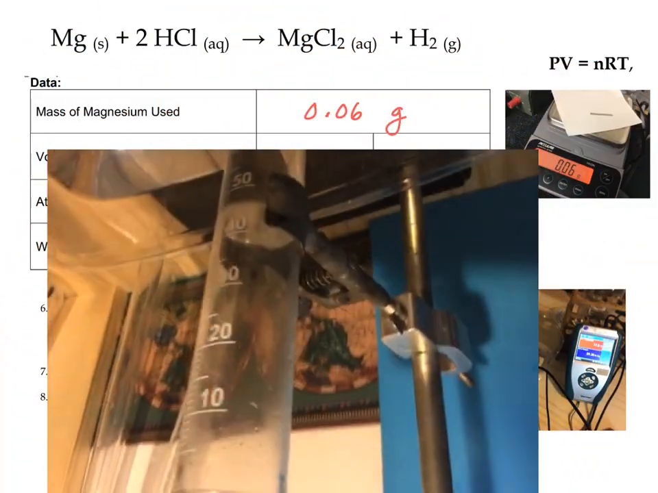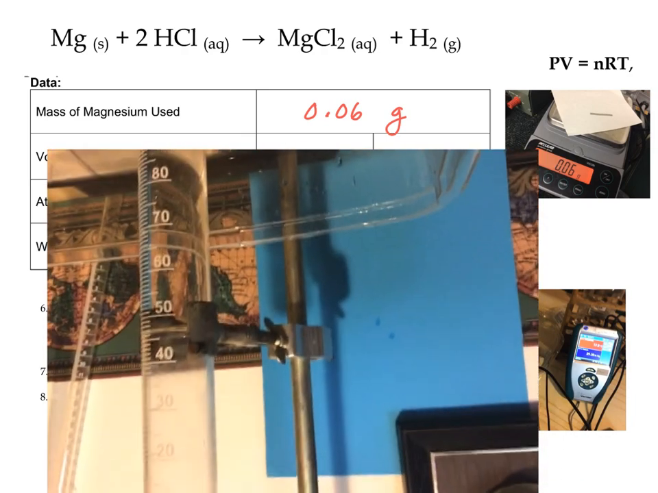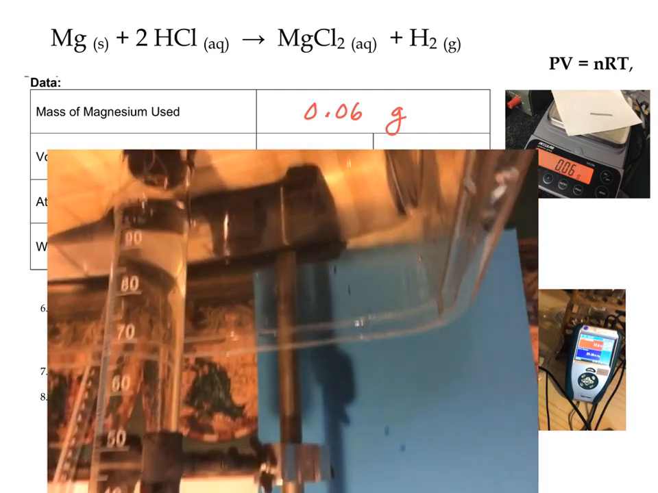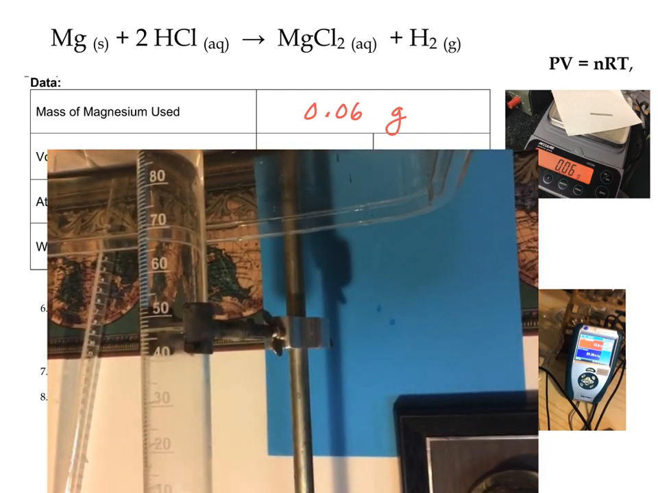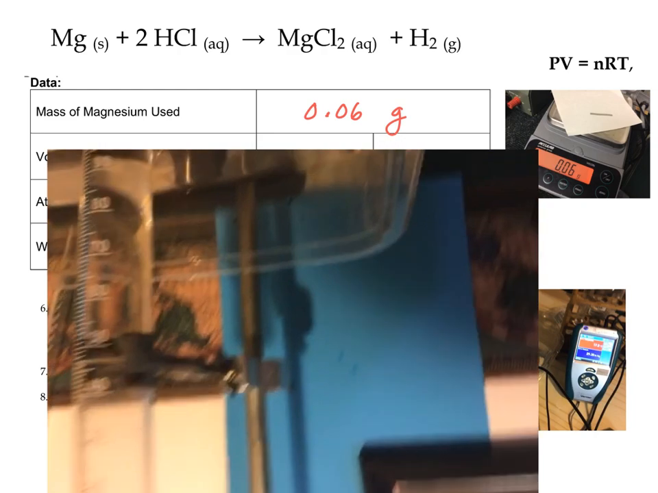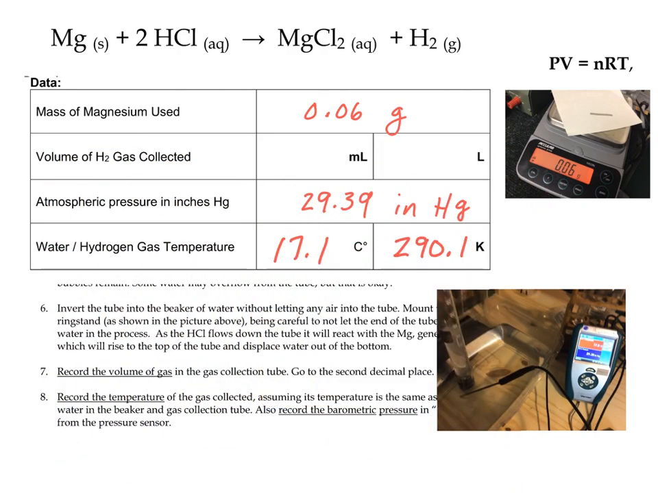Now it's upside down, so let's look at it like this. Looks like our final volume is 47.0 milliliters. Let's write that in our data table. 47.0 milliliters. Convert to liters. 0.0470. So that's our final volume.